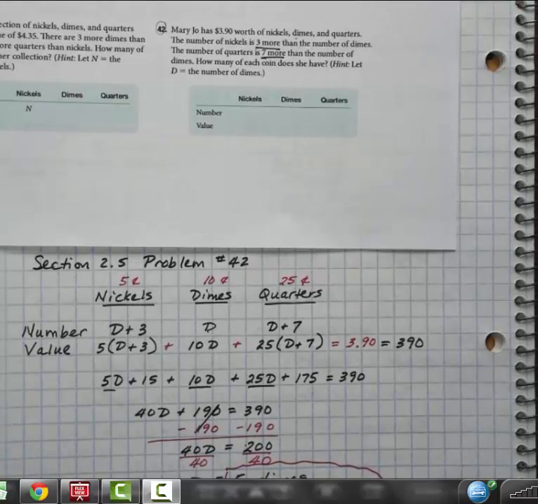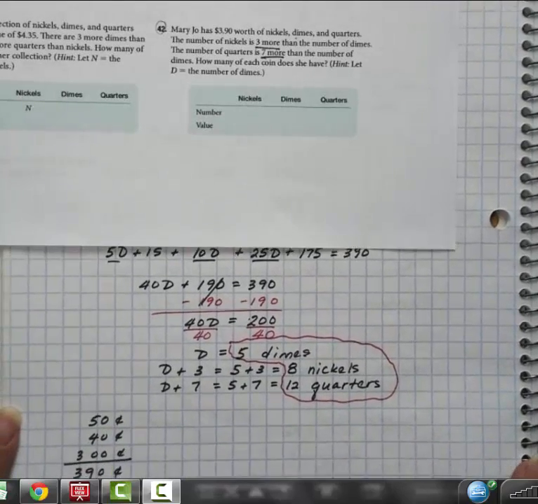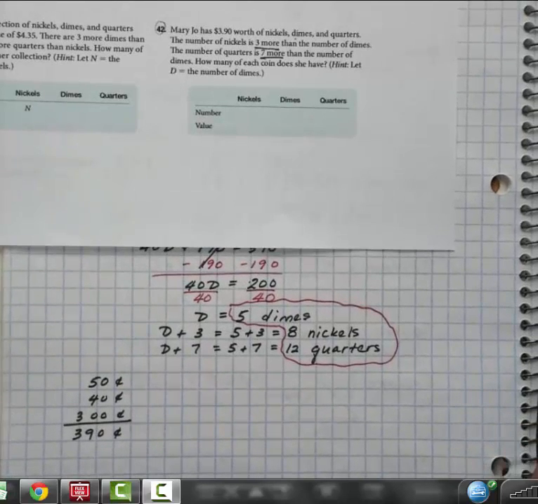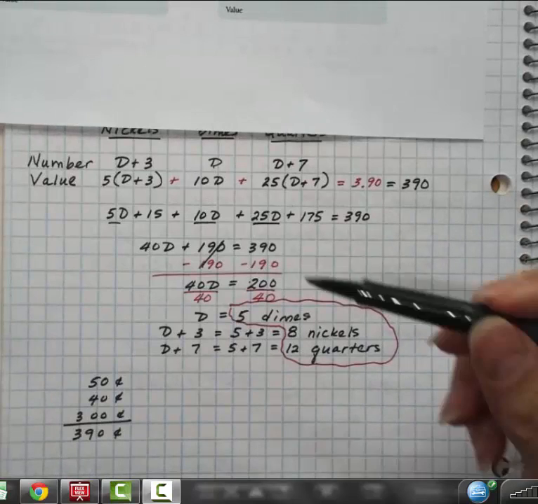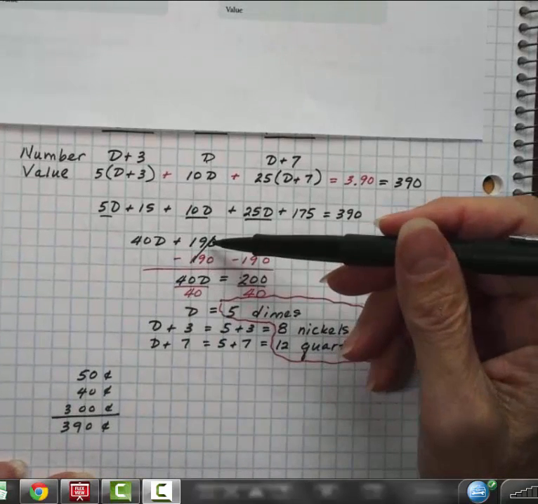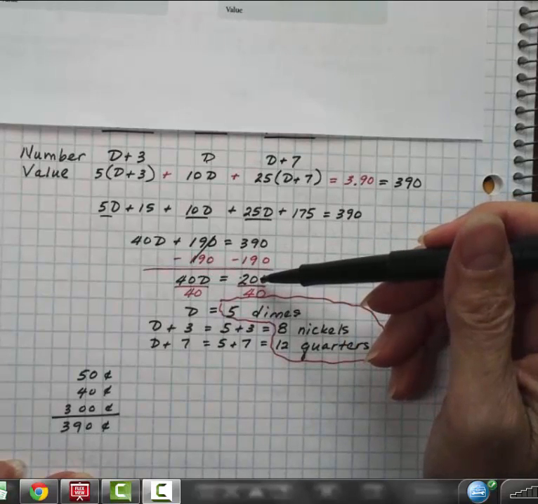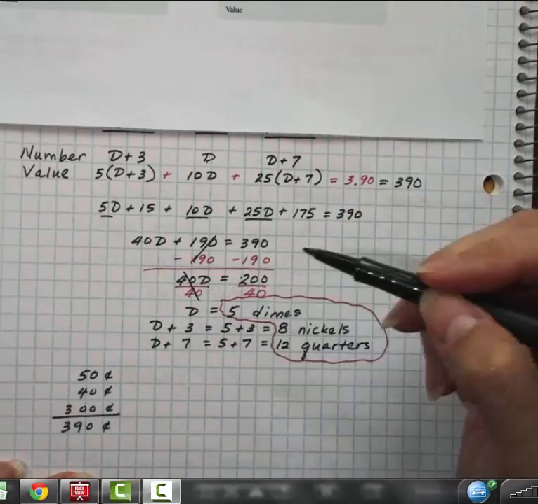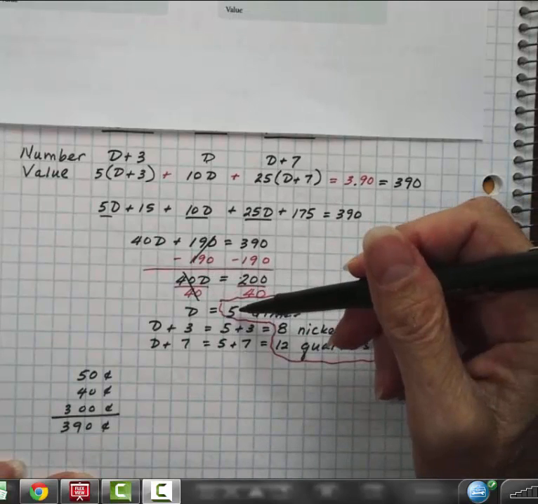And that checks. Whoops, I'm sorry, you haven't been able to see all this. So let's go through this again. Sorry, didn't notice that it wasn't showing up here. So we canceled out our 190s. We came down to 40D equals 200. Divided both sides by 40 so we could get rid of the coefficient. Solving for D, we had 200 divided by 40. We came up with D equal to 5.